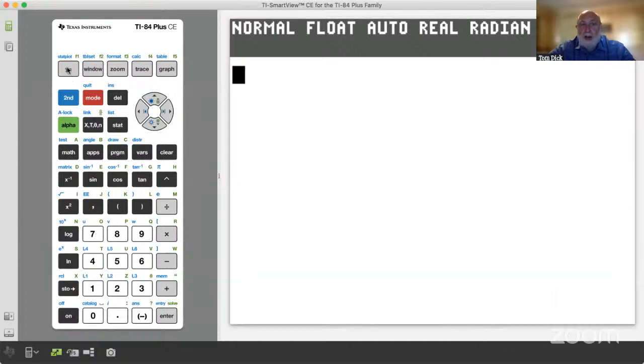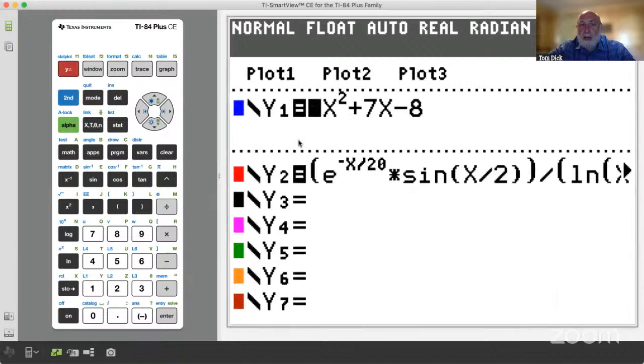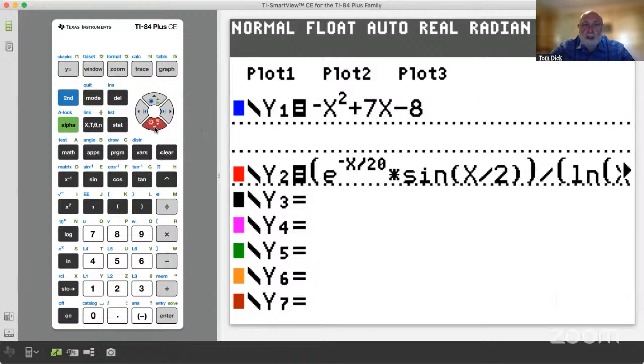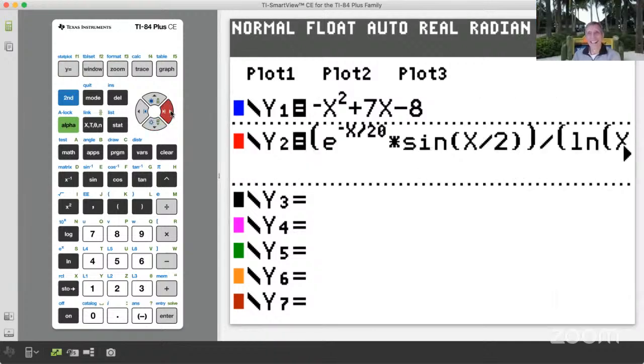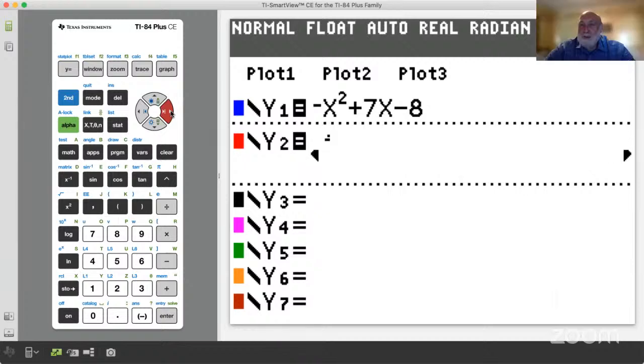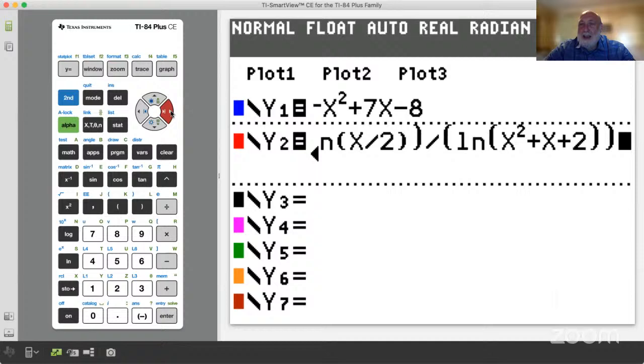I went ahead and went to y equals, and you can see there for y2, I've entered that same function that Steve had. It's e to the negative x over 20 times the sine of x over 2. It's a long enough expression that I'm going to go here to see the whole thing, all divided by the ln of that quadratic there. So there's that very complicated function.